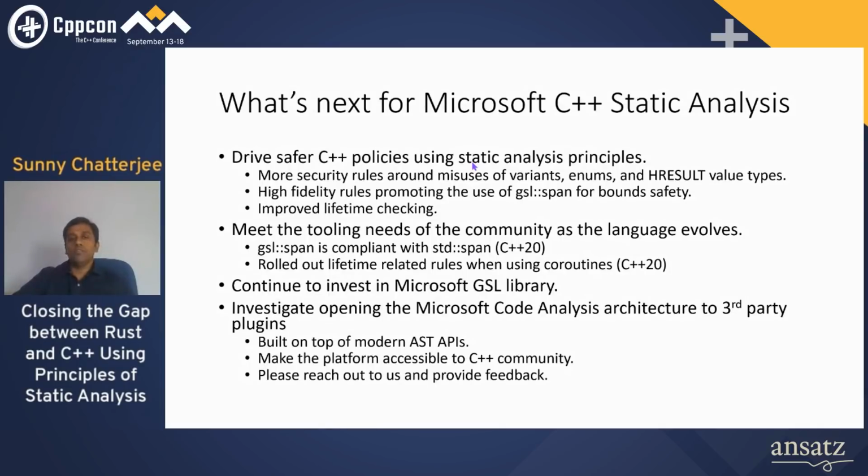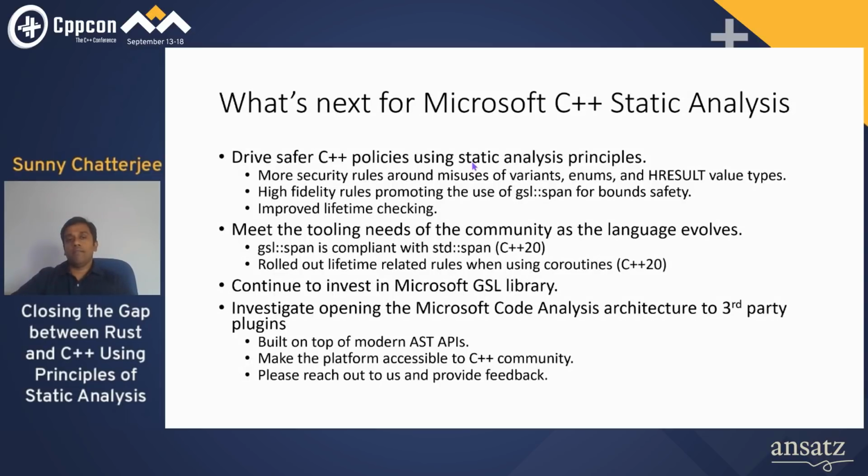We also want to roll out high fidelity rules for detecting memory errors. Anything we can do for bounds safety, we would be adding those checks. If you see a pattern in code where you have a raw pointer and a length, and you can safely replace that with a GSL span, we would have rules that suggest you move to a span for those kinds of code. We also want to improve our lifetime checking.